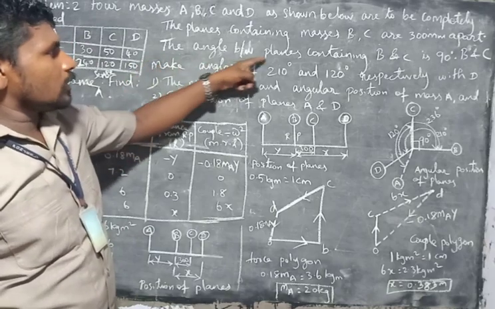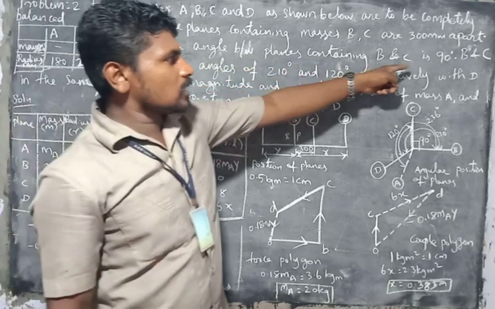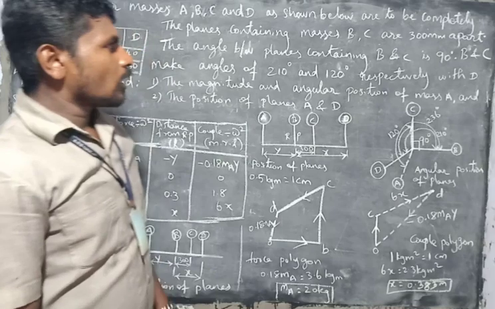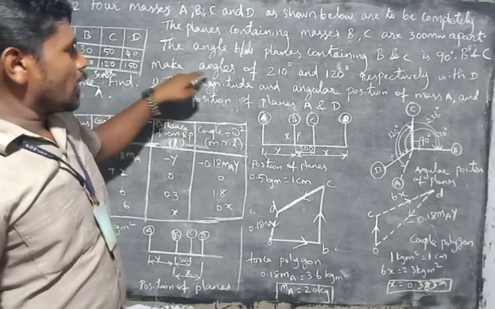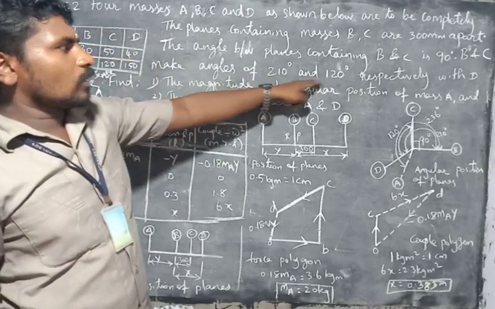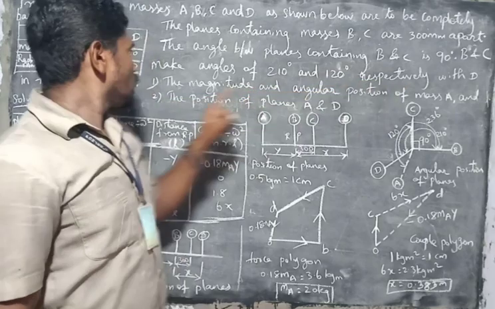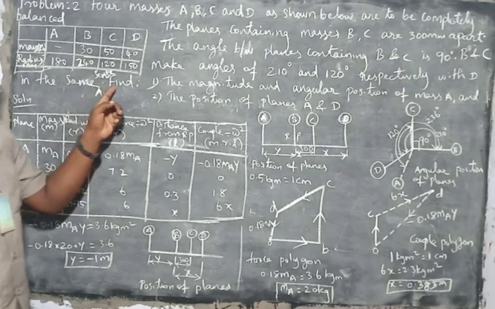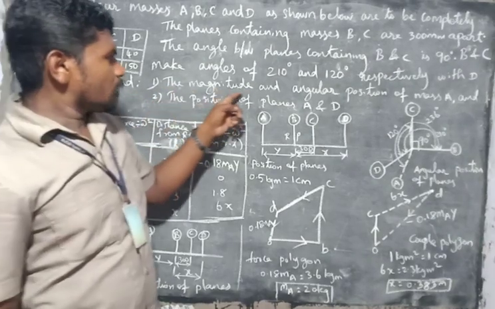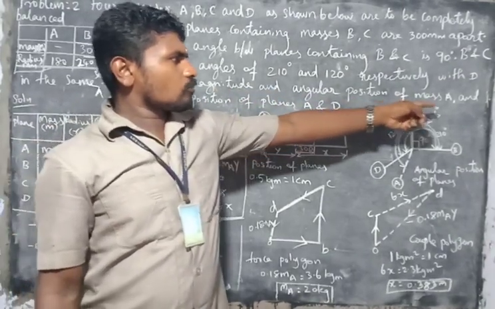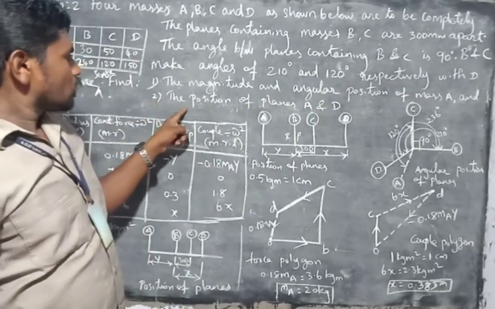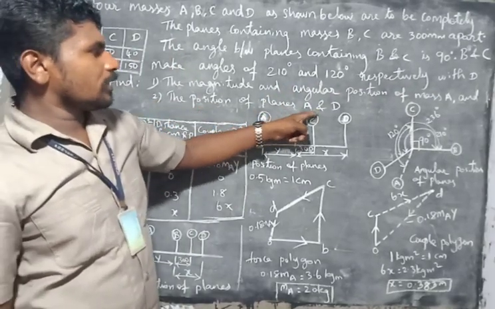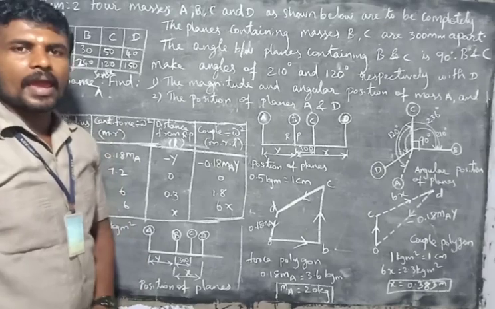The angle between the planes containing B and C is 90 degrees, and B and C make angles of 210 degrees and 120 degrees respectively with D, in the same sense. Find the magnitude and angular position of mass A and the position of planes A and D.